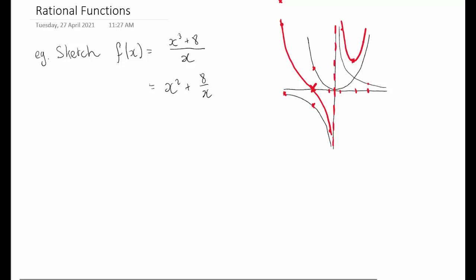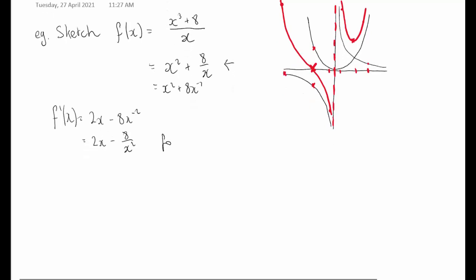The next thing is to actually figure out where our stationary points are, where our point of inflection is, and so on. So to get the stationary points, I'm going to do f dash x. I'm going to use this form of the equation right here because it's going to be easier, although I might first rewrite it as x squared plus 8x to the negative 1. So when I differentiate that, I get 2x minus 8x to the negative 2, which could be rewritten as 2x minus 8 on x squared.